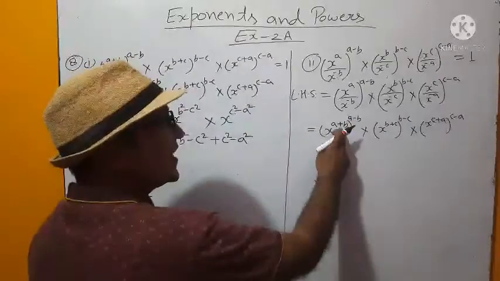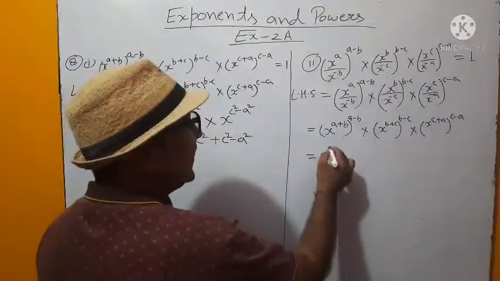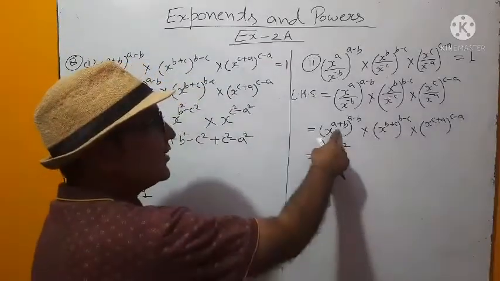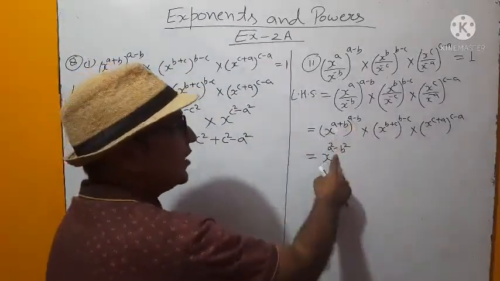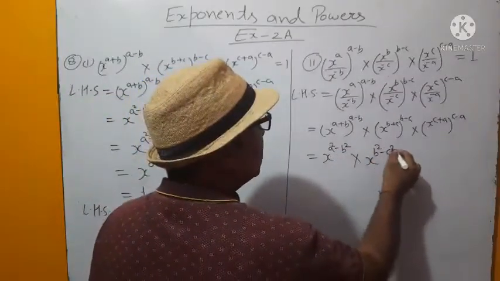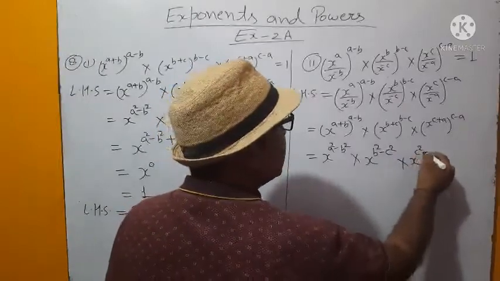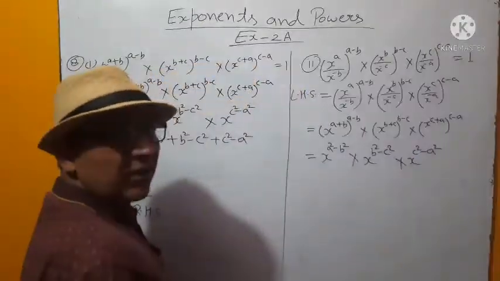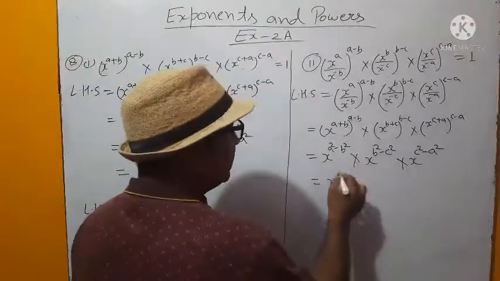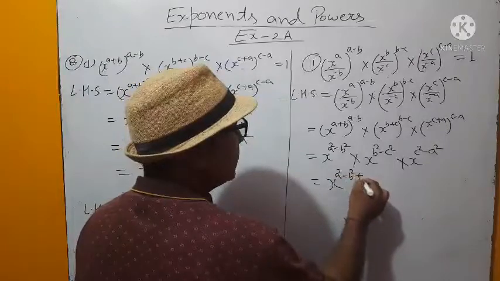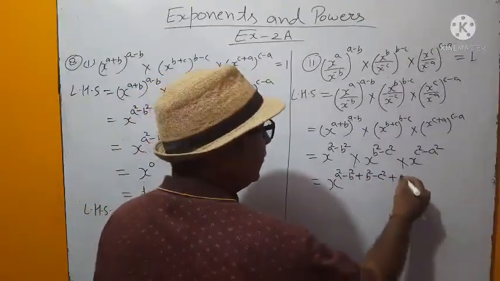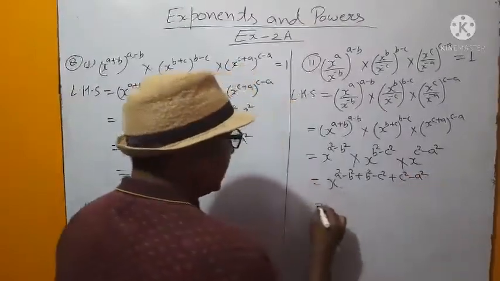Now exponents over exponents are multiplied, so it can be a square minus b square, because there is the identity (a+b)(a-b) equals a square minus b square, into x^(b square minus c square) and x^(c square minus a square). Now bases are the same, so the exponents will be added: a square minus b square plus b square minus c square plus c square minus a square.